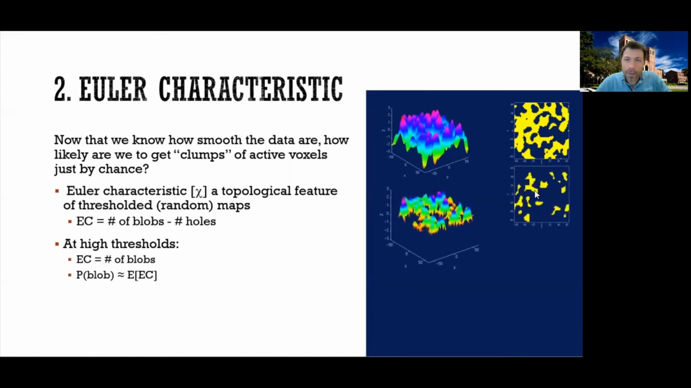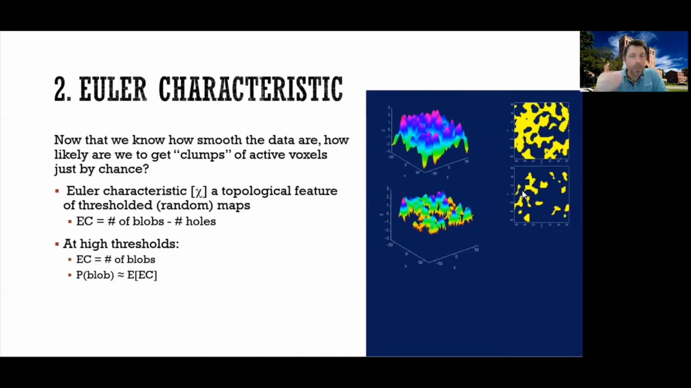Now I really only get blobs. I don't get holes anymore, I only get blobs. And in fact, the higher you threshold it, the more the probability of getting each blob is really nothing but the expected value of the Euler characteristic. So in other words, I can use the Euler characteristic to estimate how likely I am to get a blob above a certain threshold just by chance.